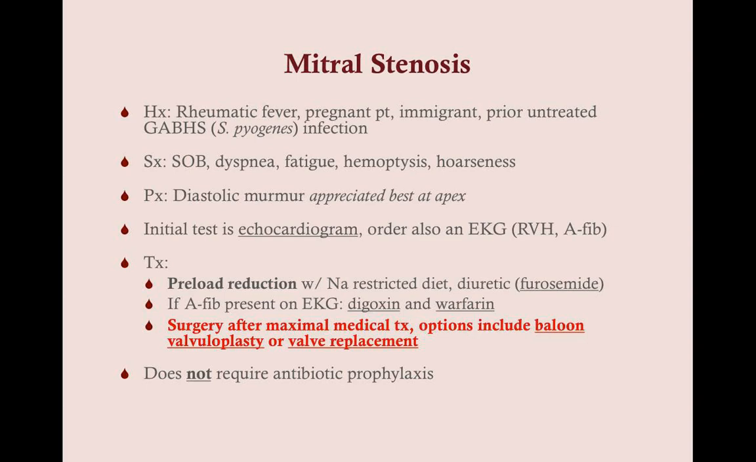So what to look for in any patient that you may think of as having possible mitral valve stenosis: the patient that gets presented on the USMLE stereotypically has had a history of rheumatic fever. They are also likely to be pregnant. That's a common way for mitral stenosis to manifest itself. A lot of times they're going to be immigrants, and in their history, you'll often be able to find a prior untreated group A strep infection.